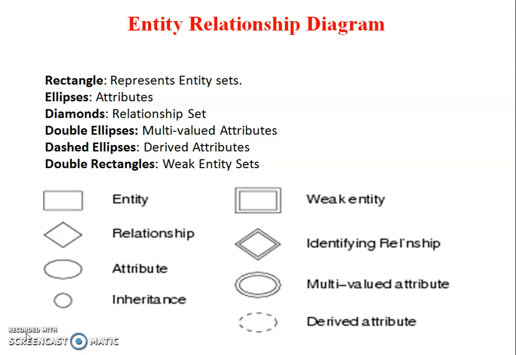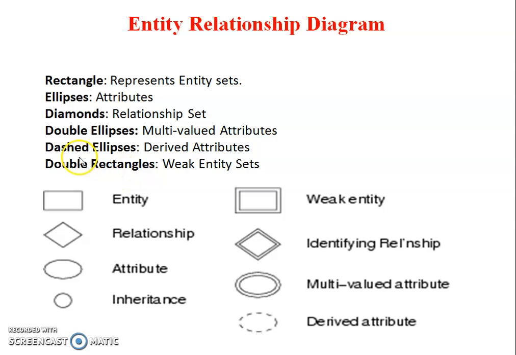Now, here are some geometric shapes and their meanings used in an ER diagram. First one is the rectangle. Rectangle represents an entity set. Second one is the ellipse, which represents an attribute. Third one is the diamond. It represents a relationship set. Fourth one is the double ellipse. It represents a multi-value attribute. It always represents a multi-value attribute.